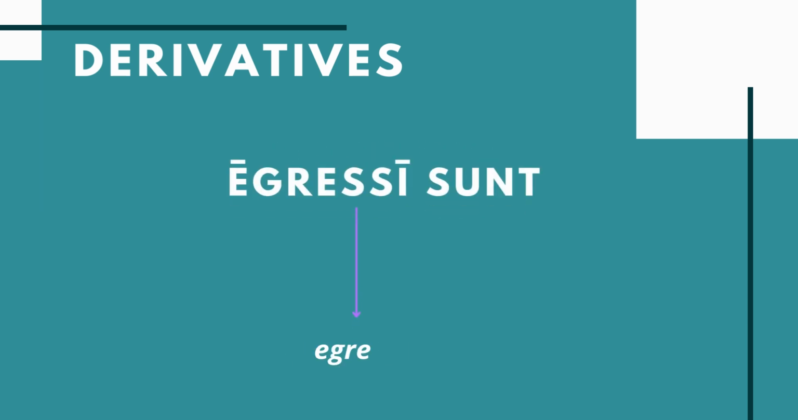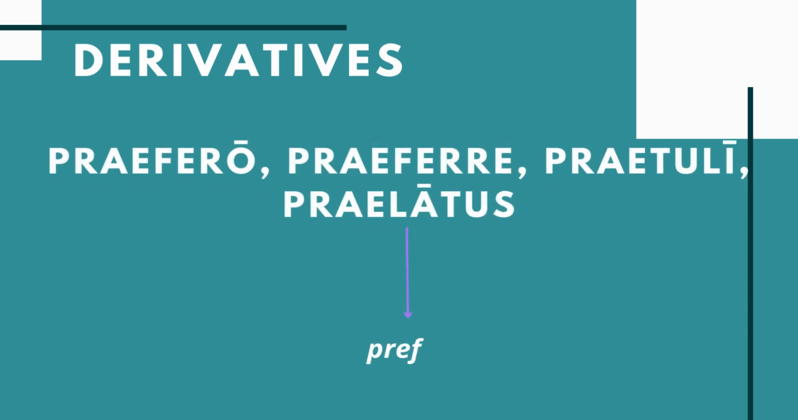Next, we have ingressi sunt. Again, these are all deponents. We'll talk about what that means. But this word means they went out, and this is where you get the word egress in English. It's maybe not something you normally use, but in school, if you're doing a fire drill, they call it the egress route. It's because you're going out of something. That's exactly what it means in Latin too. They went out.